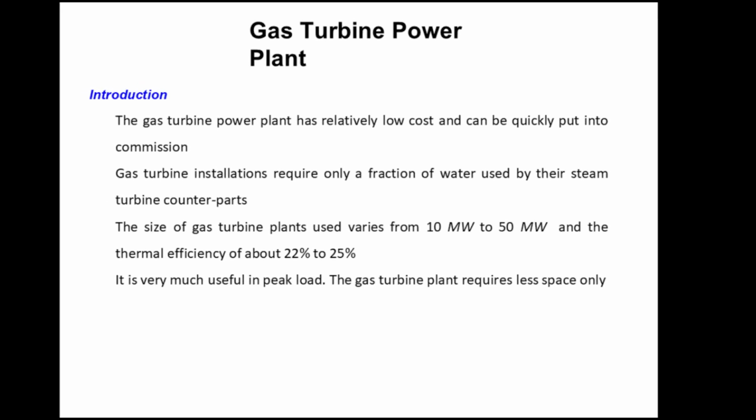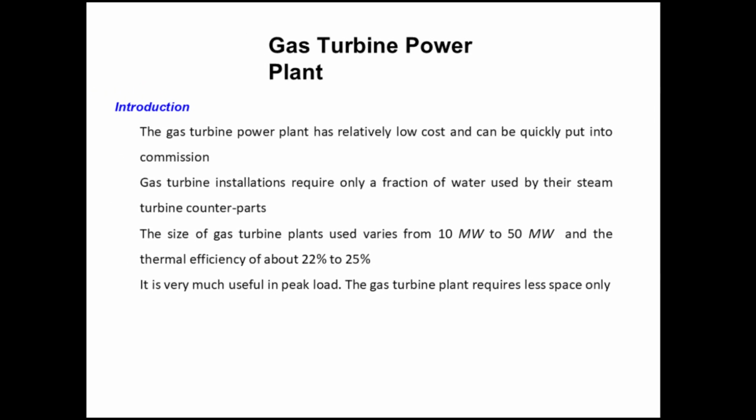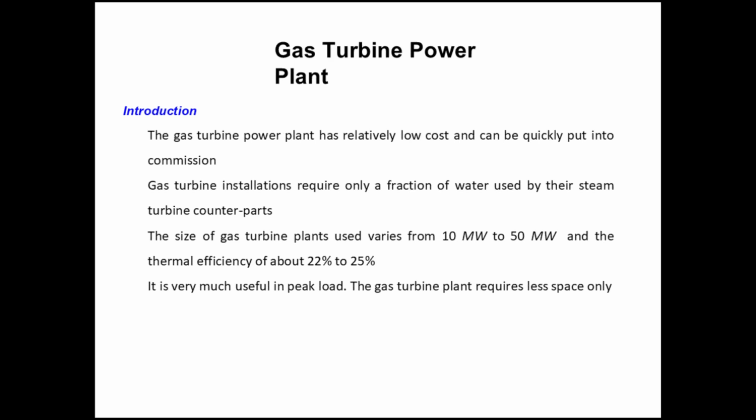Gas turbine power plant. Introduction. The gas turbine power plant has relatively low cost and can be quickly put into commission. Gas turbine installations require only a fraction of water used by their steam turbine counterparts. The size of gas turbine plants used varies from 10 megawatt to 50 megawatt and the thermal efficiency of about 22% to 25%. It is very much useful in peak load. The gas turbine plant requires less space only.